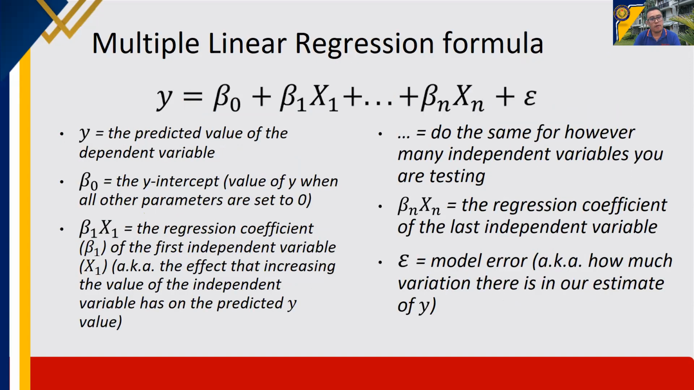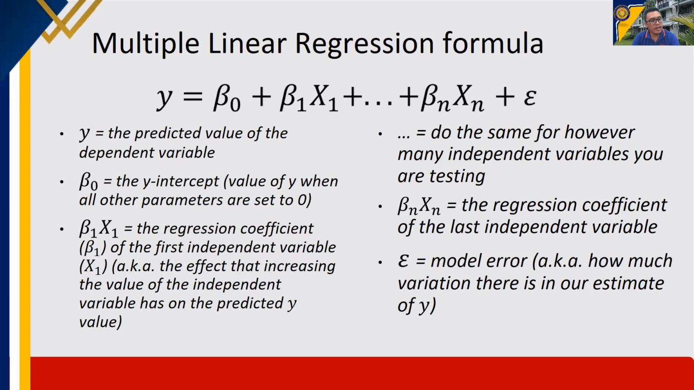So, what is the formula for a multiple linear regression? Borrowing from simple linear regression, where y, the dependent variable, equals alpha, which is the intercept, plus beta, which is the slope, times x, the explanatory variable. This time we have the following formula: y equals beta sub 0 plus beta sub 1 times x sub 1, and so on and so forth, until beta sub n times x sub n, plus epsilon, the error.